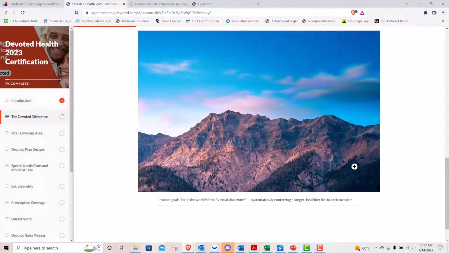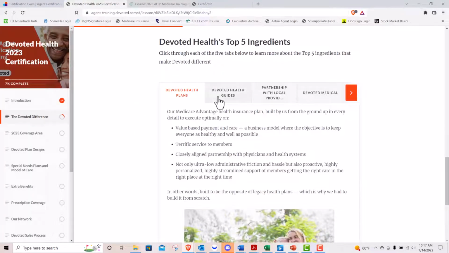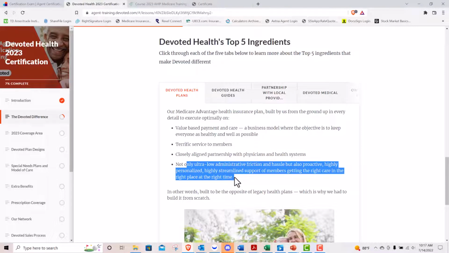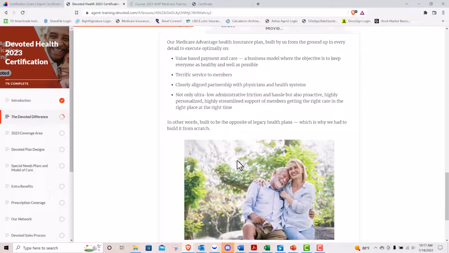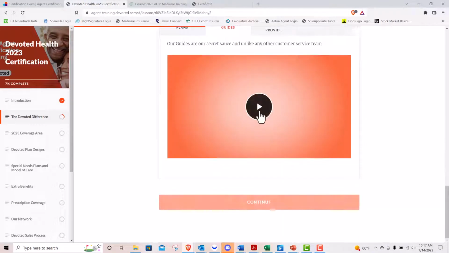Alright, let's go down, find those 5 core ingredients. Devoted plans. Alright, value-based, of course. Low administrative friction. Alright, that's what I want. Low administrative friction. Fewer prior authorizations, please. Alright, I'm assuming we're going to have to go to the Devoted Guides.